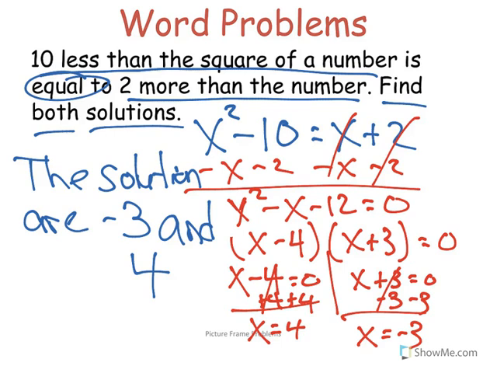So we should at least check in the context of the problem. As we've said all along here, if you make an equation, there's no guarantee we made an equation that's actually consistent with the problem. We want to actually go back and work through the context of the problem, which we did. The solutions are negative 3 and positive 4.